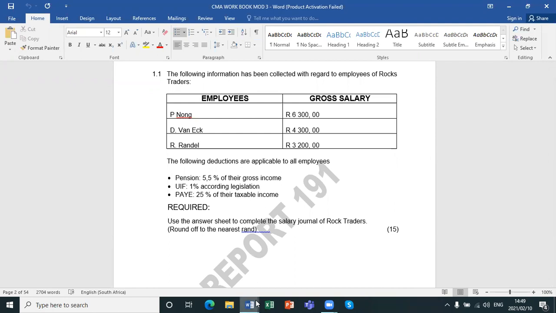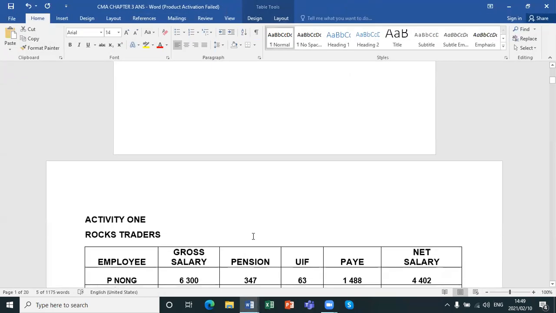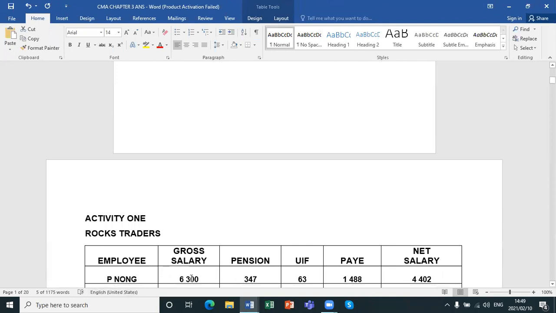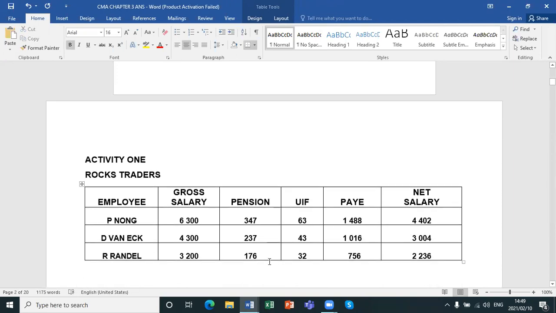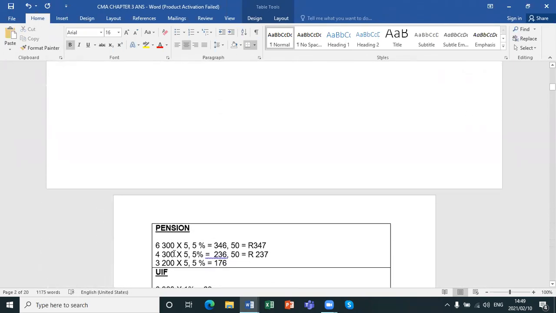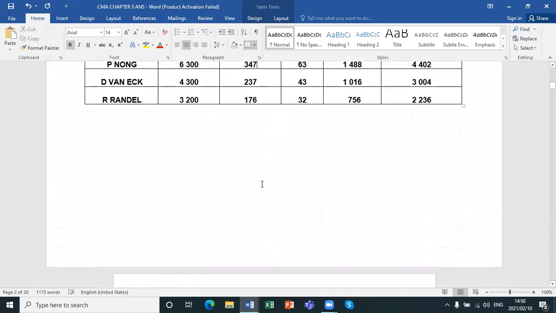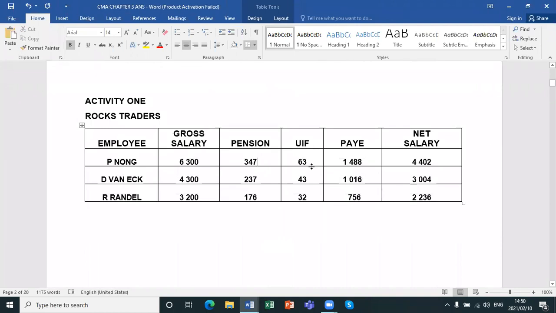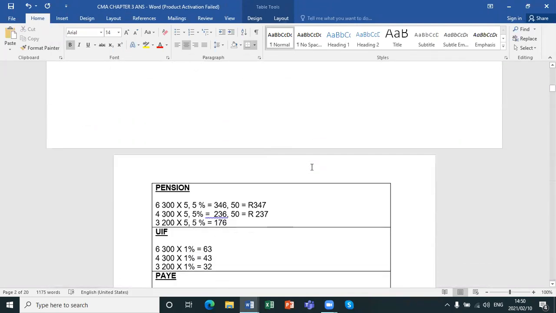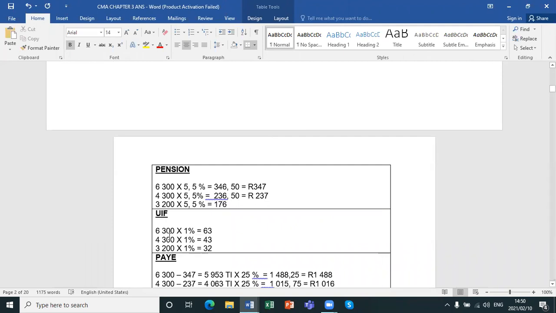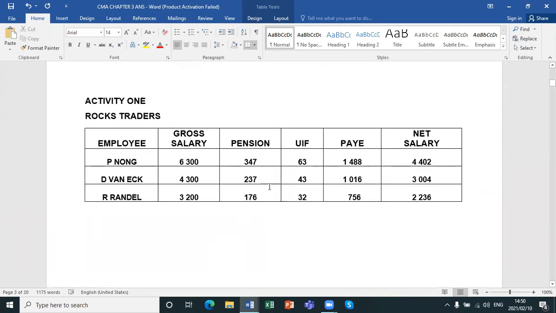So I'm going to go to the answers. The first person is P. Nong, and he has a gross salary of 6,300. Then the pension, I've got a table here: 6,300 times 5.5%. And the instruction was to round off, so that becomes 347. So there is his pension. Then the next deduction is UIF. It's 1% according to legislation, and that means 1% of gross. There's the gross salary, and there is the UIF.